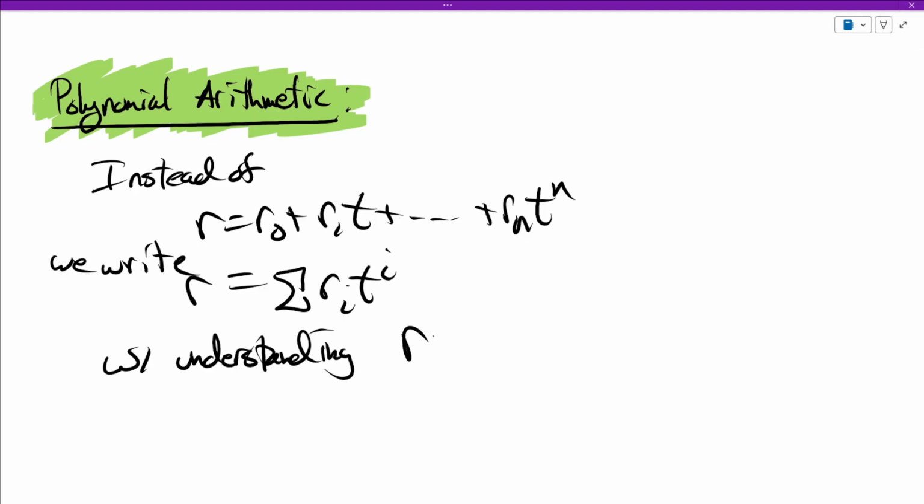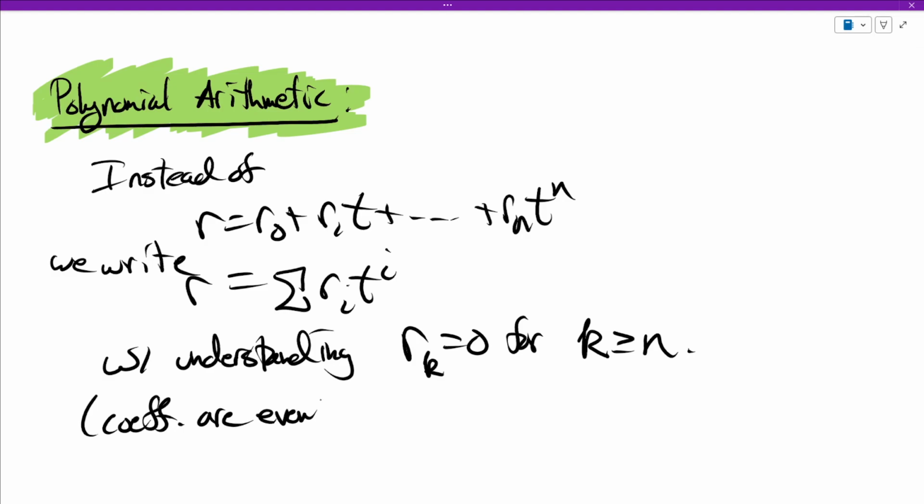that R_k is 0 for k bigger than or equal to n. There we go. That is, we don't want to consider series, which is where you allow non-zero coefficients of arbitrarily high degree. We want a polynomial. So what's true about a polynomial? Well, it's a sum of powers such that the coefficients are eventually 0. So this is just saying coefficients are eventually 0. That's all it's saying. Okay.